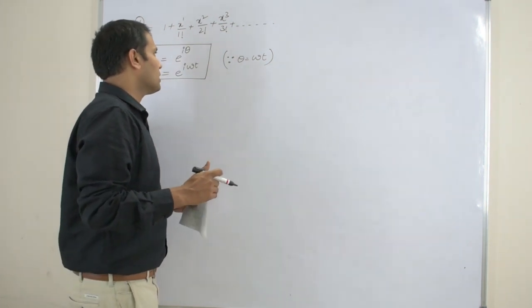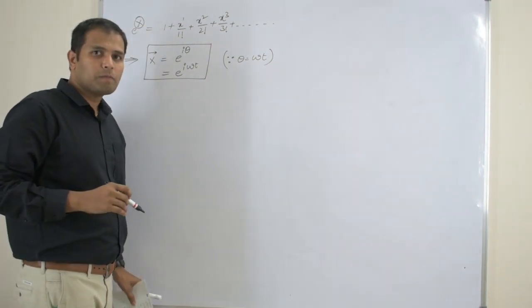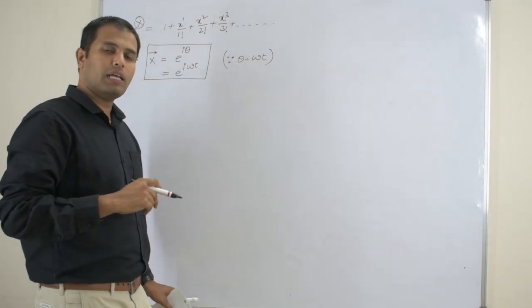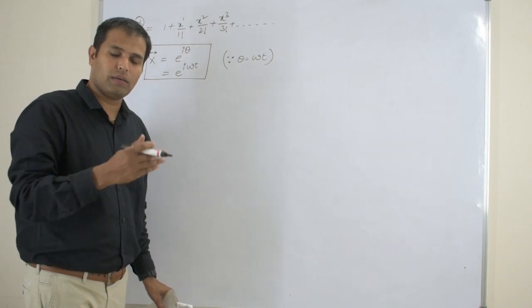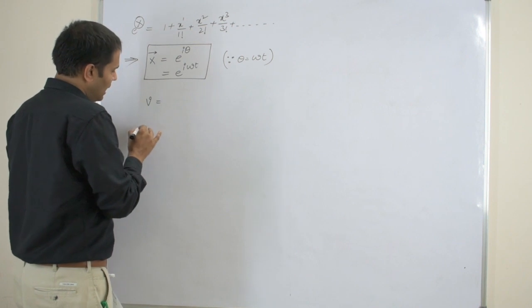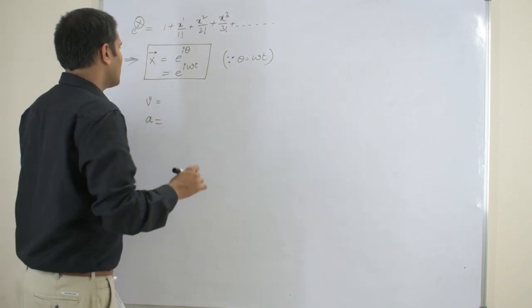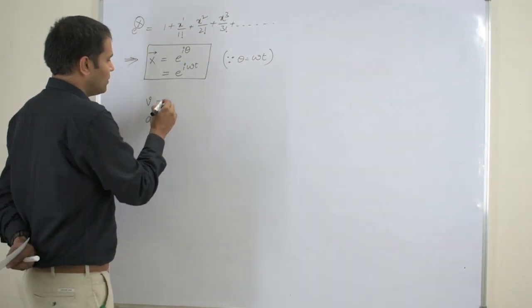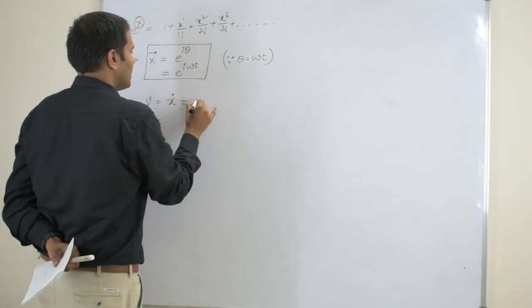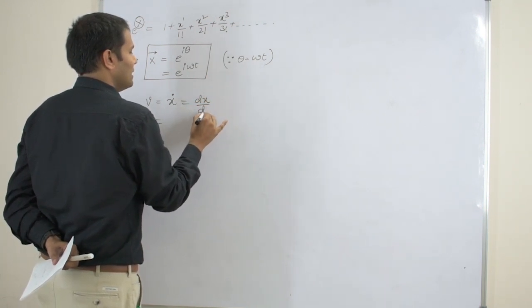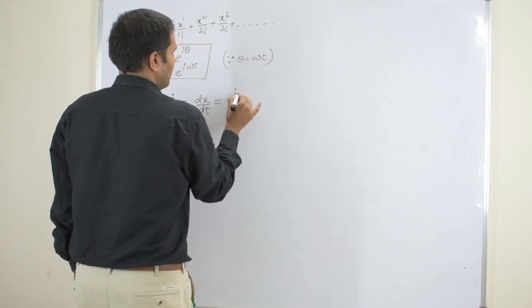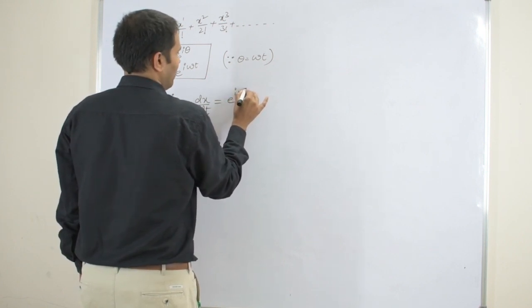Now we have the displacement. Will the displacement alone be helpful in analyzing the vibration successfully? Completely? No. What do you require? Velocity you require. Acceleration you require. Now, velocity is nothing but x dot. x dot is nothing but dx by dt. So that equals e power i omega t.